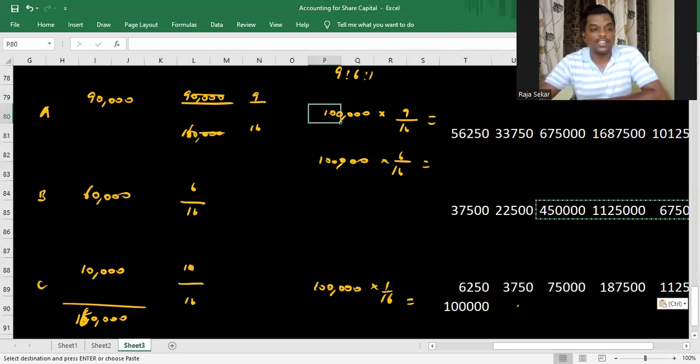What we do is we take the 1 lakh shares that are available and multiply that with the ratio of the applicant's application to the total applications made. That is 9 by 16 for A, 6 by 16 for B, and 1 by 16 for C, and allot shares to everyone. So we are basically not rejecting anyone completely. We are allotting some shares to everyone, that is, proportionately allotting some shares to everyone.